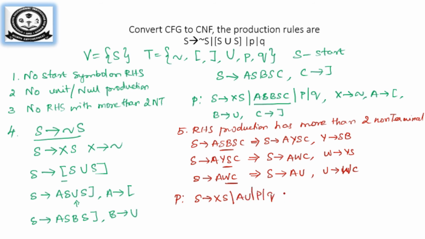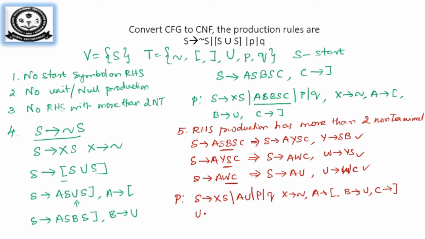Then you have X tends to symbol, A tends to square bracket, B tends to union, and C tends to close bracket. Okay, so we have B and C. Now we have to include these terms, because AU is done.